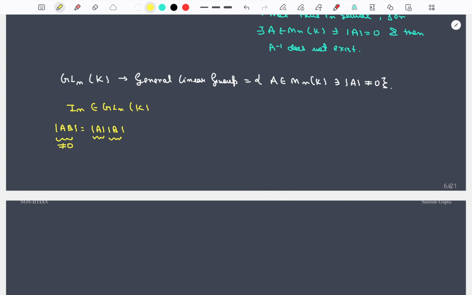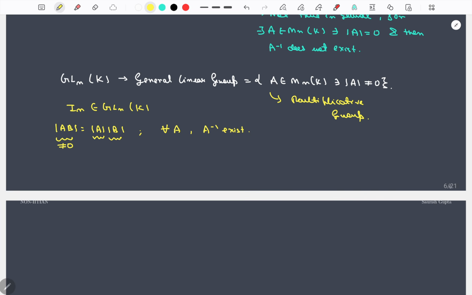So therefore, its multiplication here is closed. It's a binary operation. And since the determinant of each of the matrices is non-zero, we know that for every A here, A inverse exists, and so every element has a multiplicative inverse. So it's a group. It's a multiplicative group.